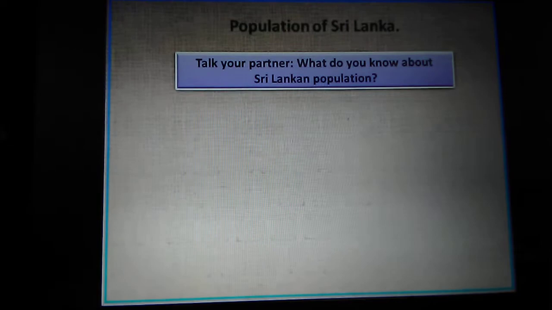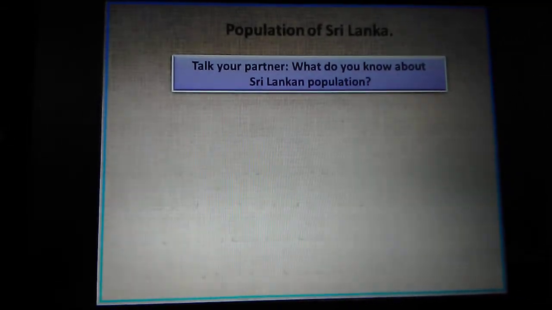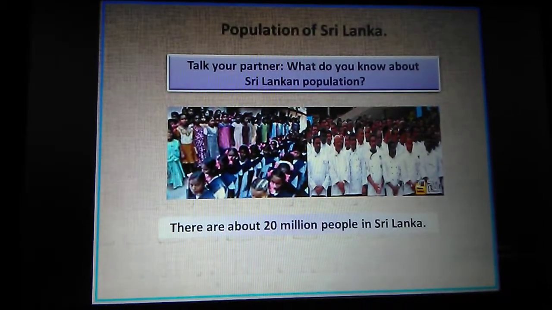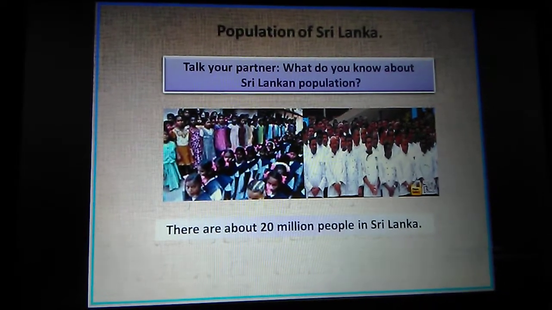What do you know about the Sri Lankan population? You think 1 or 2 minutes? There are about 20 million people in Sri Lanka.